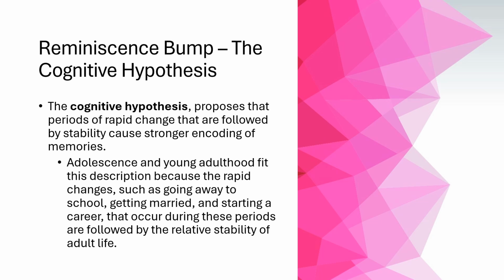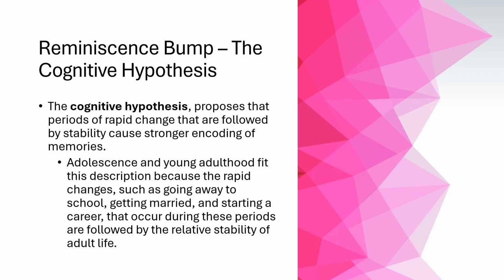So we remember these events associated with the reminiscence bump, not because they're integral in the formation of our identity, but because they're very much periods of intense change followed by a lot of stability, right? So one way to think about it is the reminiscence bump is created when you're doing all sorts of new and interesting things as a young person, and then that is immediately followed by a long period of sort of boring, unchanging events that characterizes adulthood, right?